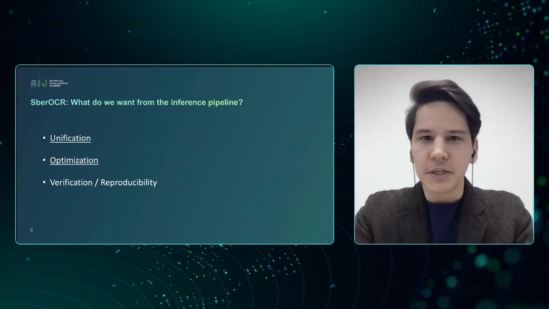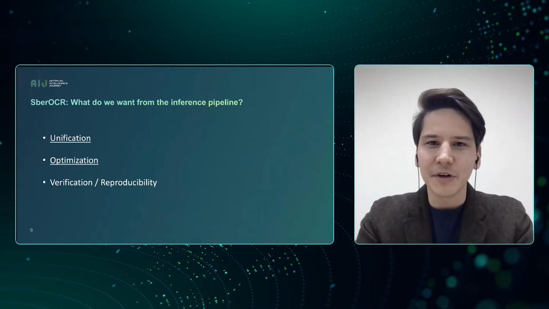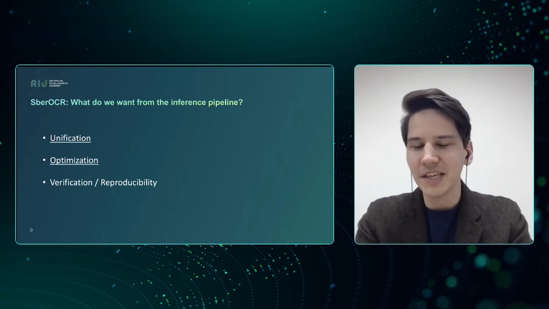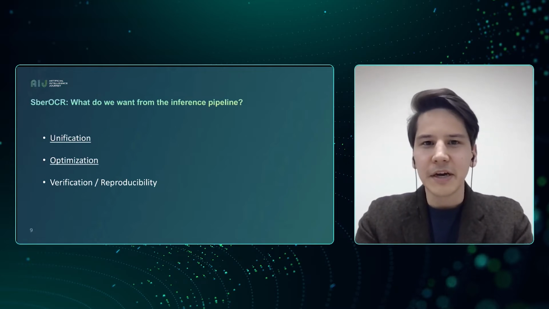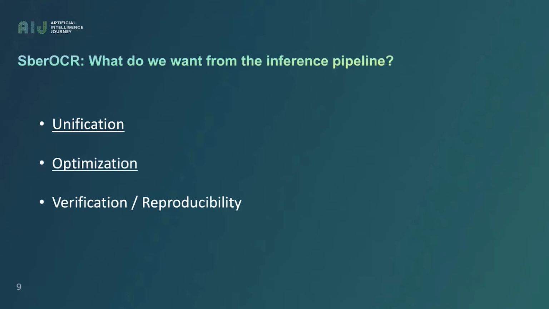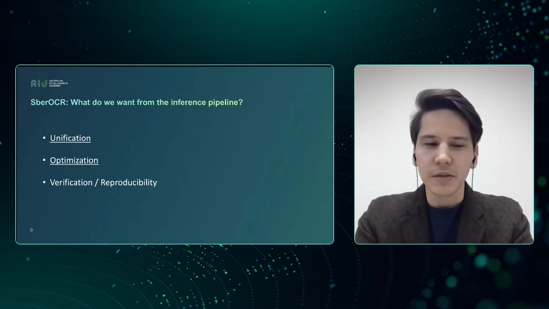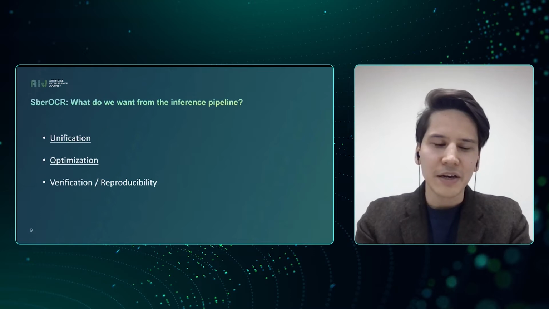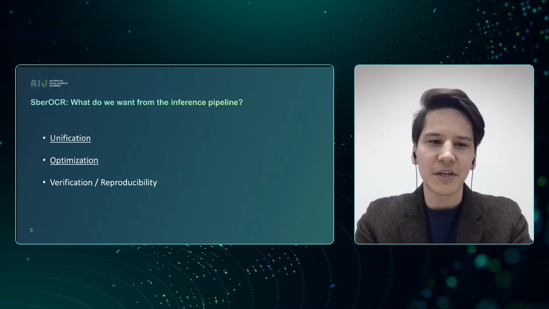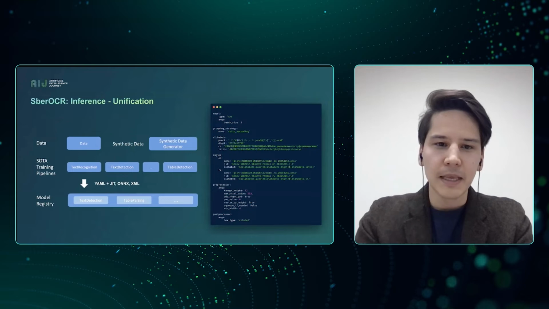Apart from our solution, I would like to tell how we ensure inference, and share interesting observations we found when trying to make this as efficient as possible. What are the requirements and characteristics of the inference pipeline? We highlighted several points: unification, optimization, verification, and result repeatability. We can talk about verification and result repeatability, but the time is restricted, alas. Within this presentation, we'll talk about the first two components, unification and optimization.